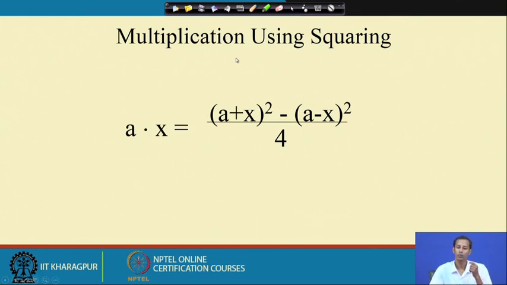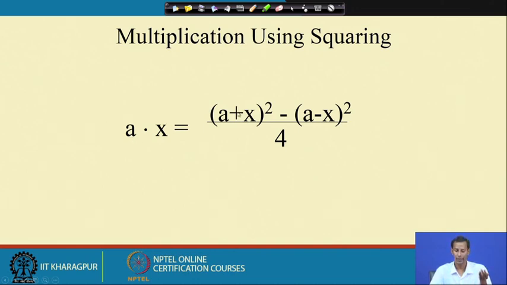Then how can we do multiplication using squaring? Suppose I need to multiply a into x. How can we do it? We know the fact, basic arithmetic we learned in our high school days, that a plus x whole square minus a minus x whole square, divided by 4, gives me ax.